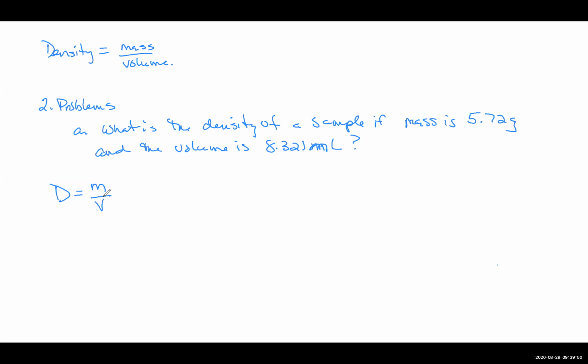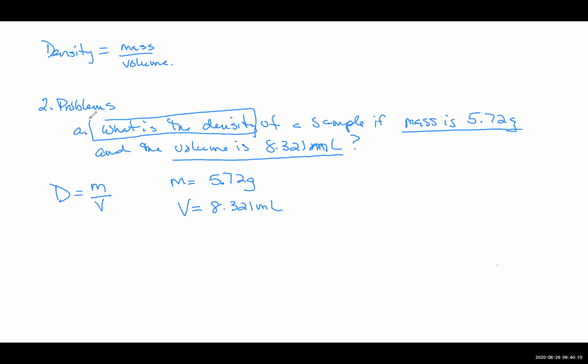And so go into the question and figure out what things are given to us. What is given to us? Right here, mass is equal to 5.72 grams. What else is given? Volume is equal to 8.321 milliliters. What is it that we're looking for? What is the density? Right? So that's what we're trying to solve for.